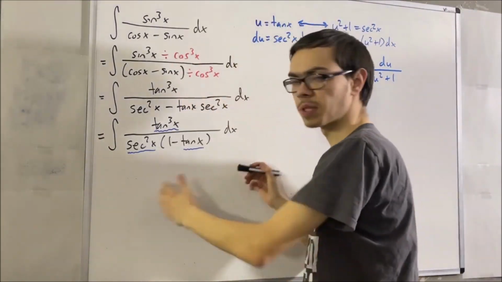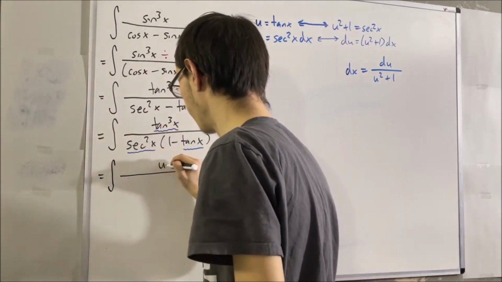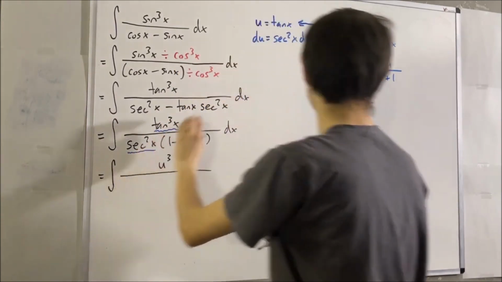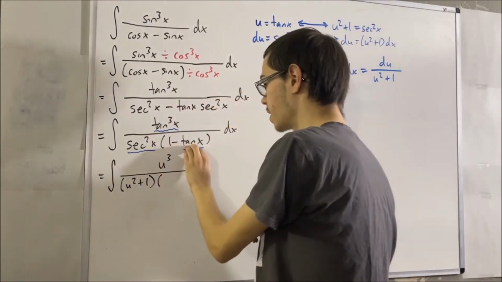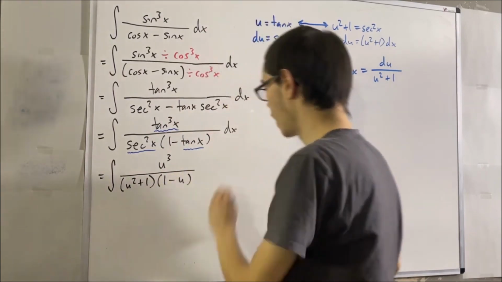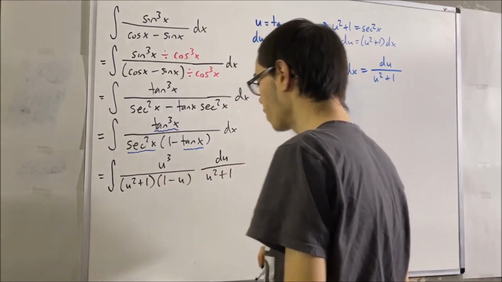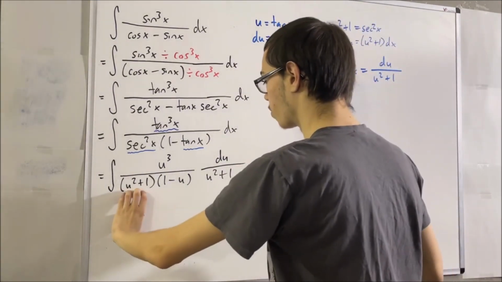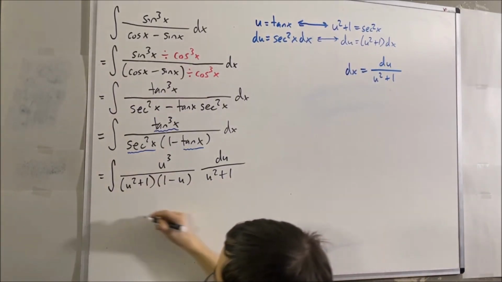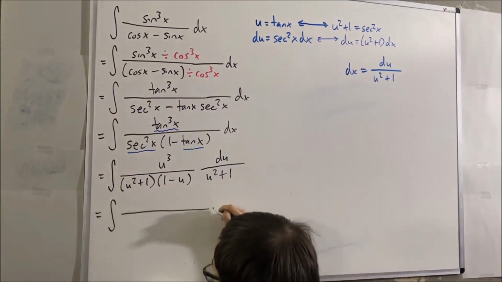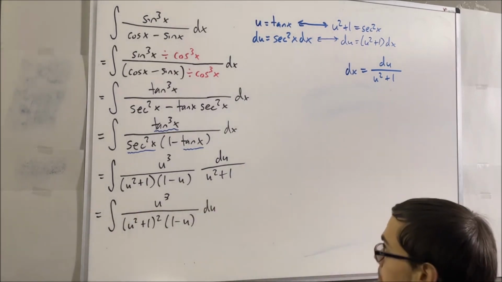So now we're going to perform the substitutions. Tangent cubed of x becomes u cubed. Secant squared x becomes u squared plus 1. And 1 minus tangent x becomes 1 minus u. And dx becomes du over u squared plus 1. Now from here, notice that we can do u squared plus 1 times u squared plus 1, and re-express that as u squared plus 1 squared. And therefore the integral can be rewritten this way.